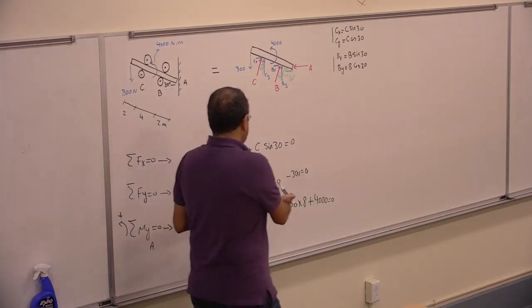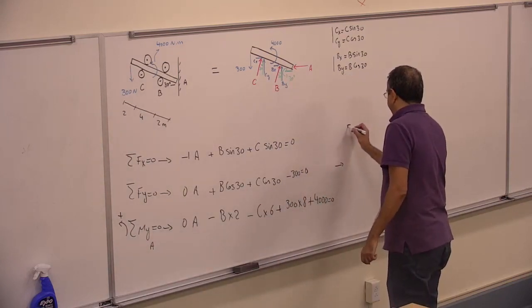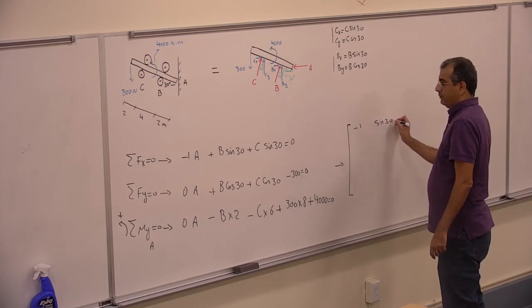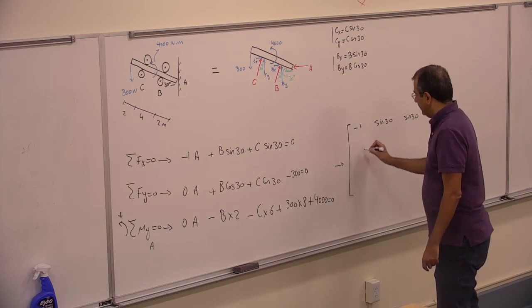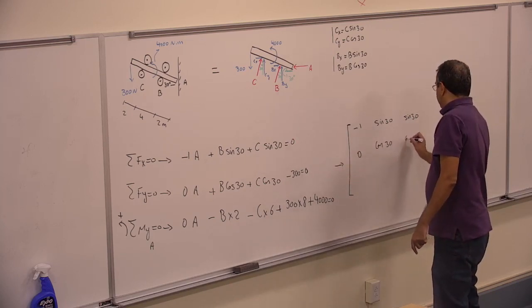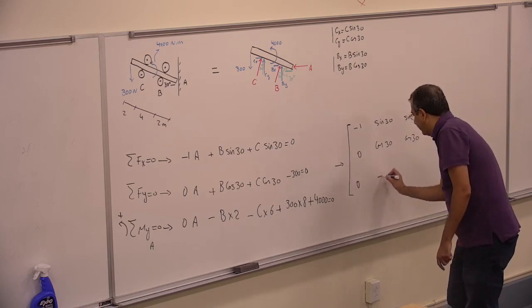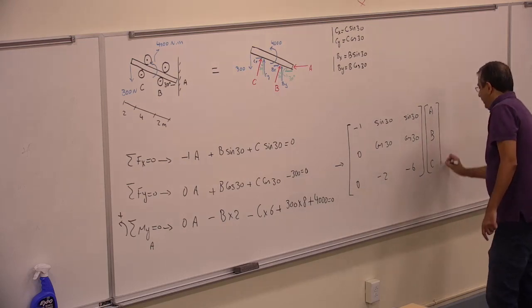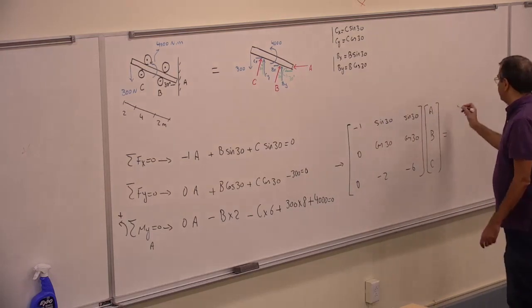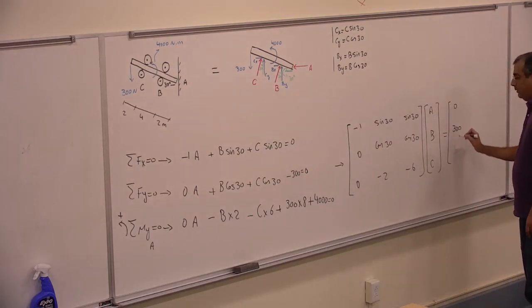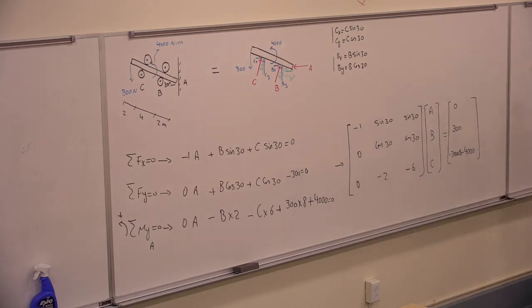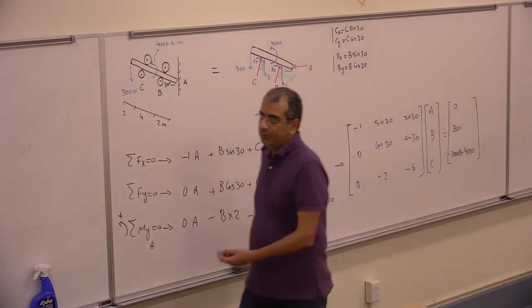So now I'm going to write a system of equations. I'm going to just rewrite them in that format that we have. So it's going to be negative 1, sine theta d, sine theta d. Again, 0, cosine theta d, cosine theta d. And then I have 0, negative 2, negative 6, times A, B, C. And then I will bring the entire constant value to the other side. It's going to be 0, it's going to be 300, and it's going to be minus 3, minus 8, minus 4,000. So that's the system that we have, and we have to solve it.